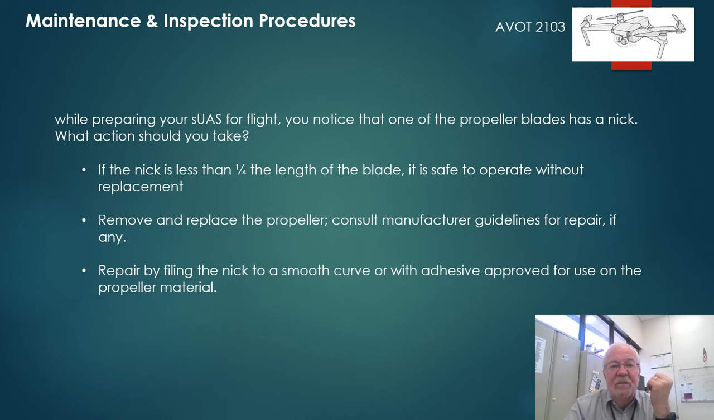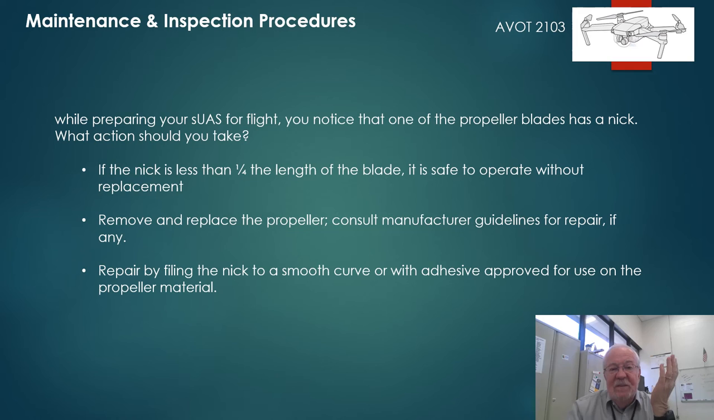While preparing your UAS for flight, you notice that one of the propellers has a nick. What action should you take? Well, you look down there and you see the words manufacturer's guidelines. Boop, that's it. You don't even have to think about it. You don't have to read the rest of them. It says remove and replace the propeller, consult manufacturer guidelines for repair, if any. That's B. It doesn't matter that there are no guidelines for most of the consumer drones for propeller nicks. But if there was, it would be a manufacturer guideline.